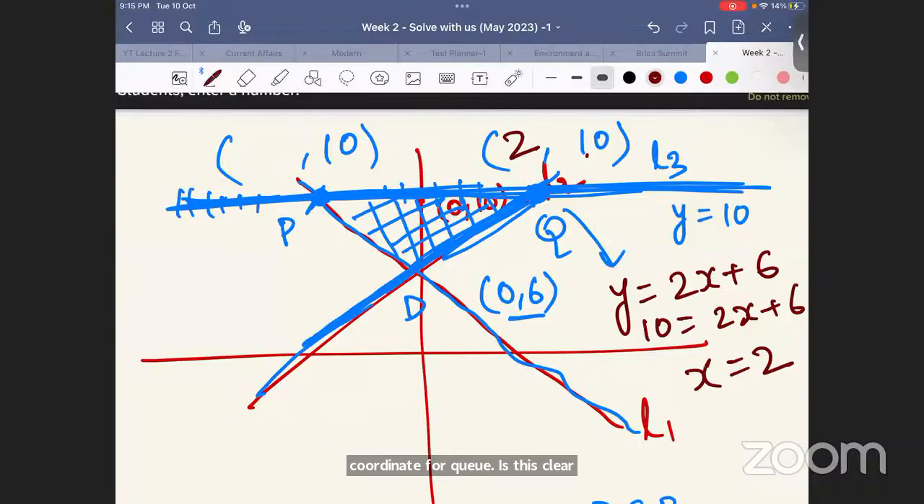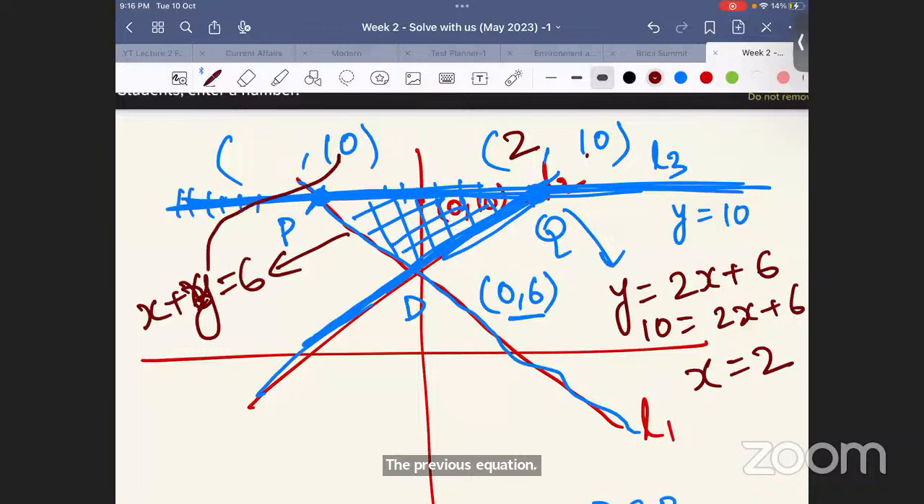Now you need this x coordinate. How can you calculate the x coordinate? You know the equation of this straight line, the previous equation: x plus y equals 6. Now you can put the value of y equals 10 here. If you put y equals 10, x plus 10 equals 6, you can get the value of x equals minus 4. You can put the value minus 4.